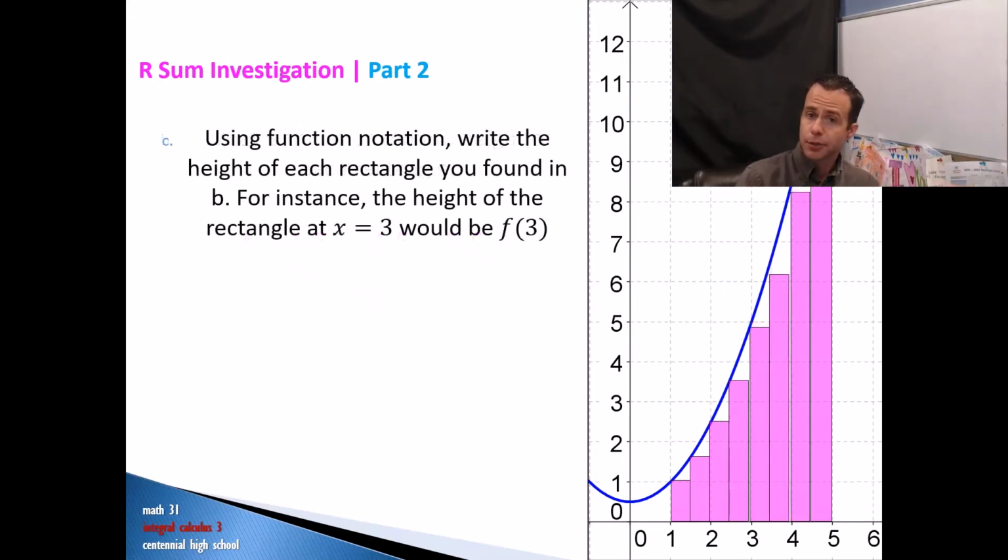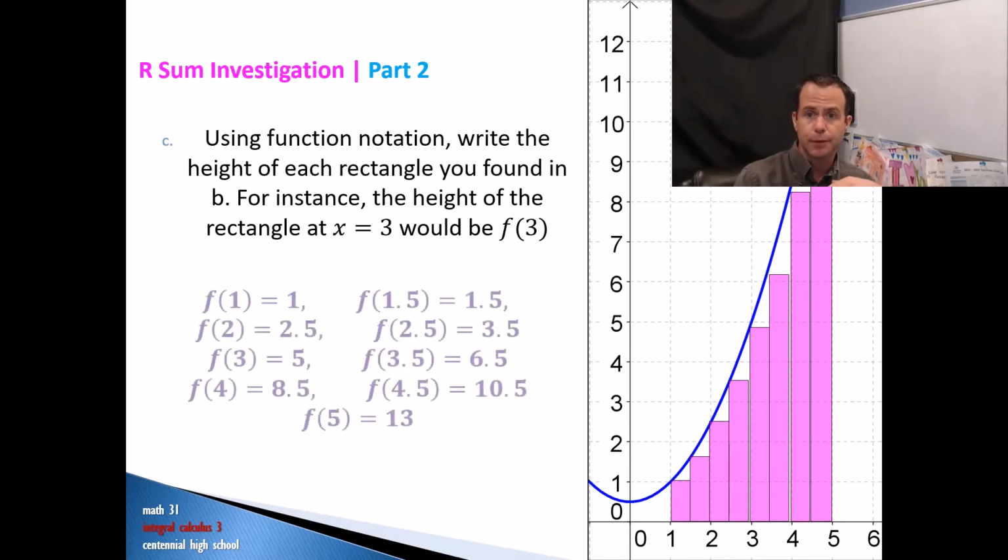Using function notation, write the height for each rectangle. So now we're looking at what's f of 1. f of 1 equals that height. f of 2 equals, actually it'll be f of 1.5 now. f of 2, f of 2.5, f of 3, and so on. So these should be all of the points you have.